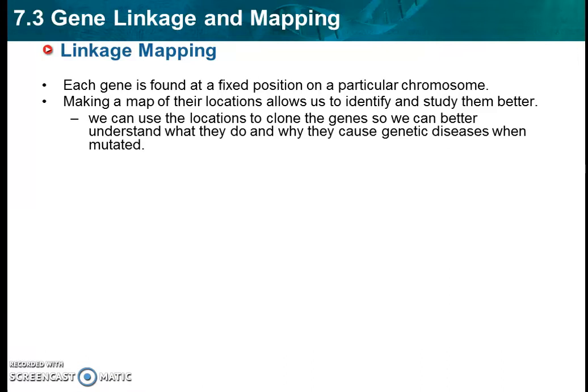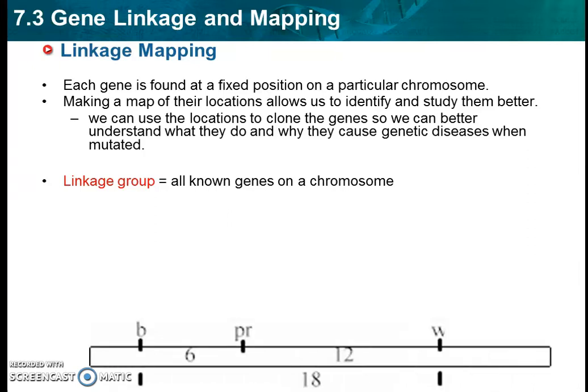Okay, it also is going to allow us to start inserting the good genes in place of the bad genes. Once we can identify where they are, we can sequence them and we can start cutting them out and replacing them. All right, when we talk about linking the genes, we call this a linkage group, and these are all of the genes that are on a particular chromosome. When we map these out, we call this a map unit, or a linkage map unit. All right, and it'll look something like this.